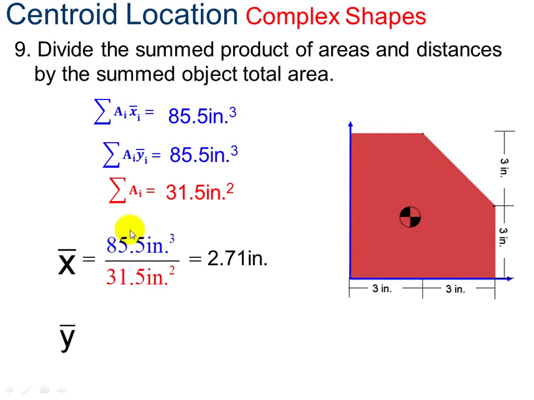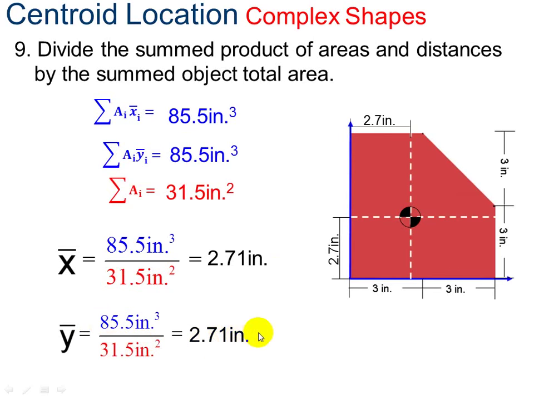So for y, I'm going to take the sum of my areas times the y's, 85.5, and divide it by the sum of my total areas. And when I divide those, I get 2.71. So from 0, I'm going to go up 2.71.